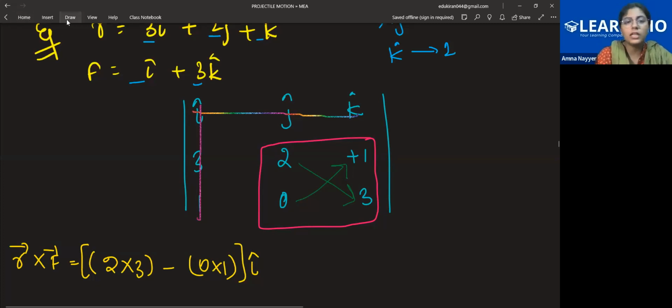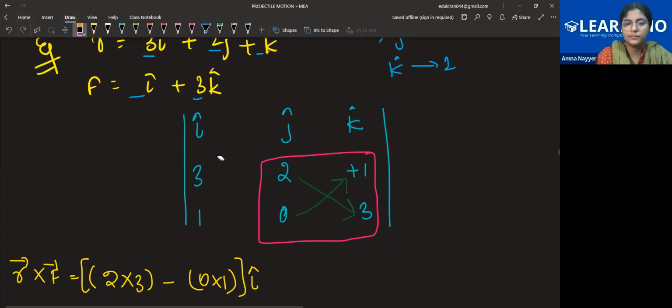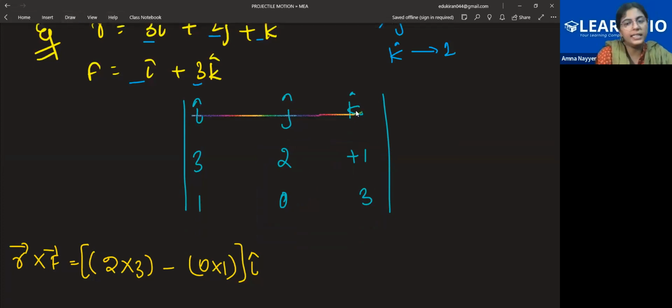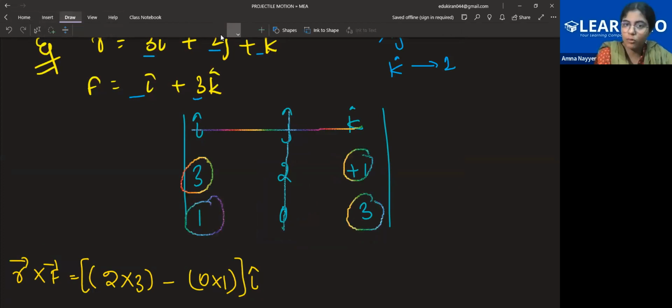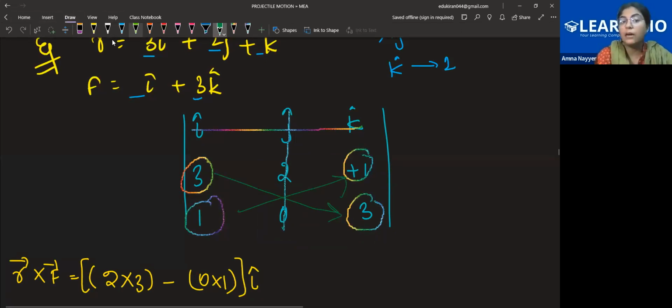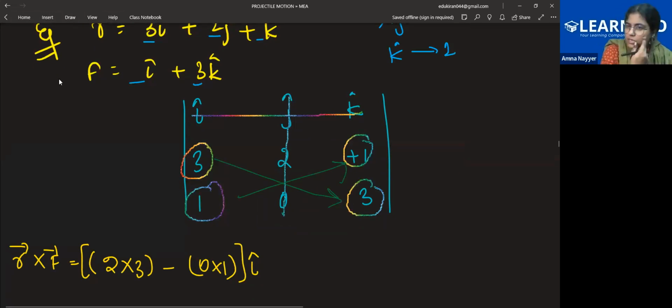Now comes the concept of j cap. When we are talking about j cap, we delete its row and its column. So we are left with 3 into 3 and 1 into 1. Again, vertically down minus vertically up. Now remember, I have just told you that there's a constant attached to the j cap, so there will be some change. So it's better if you write it as minus j cap, not plus j cap.